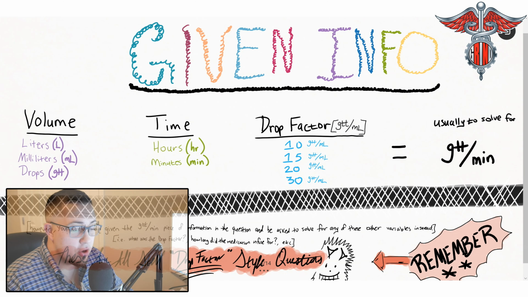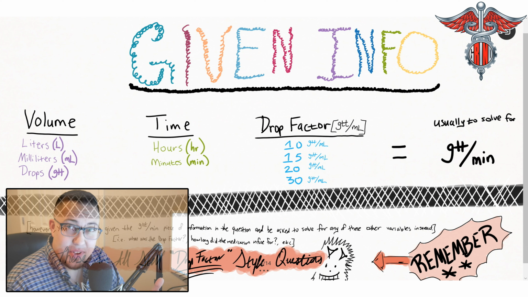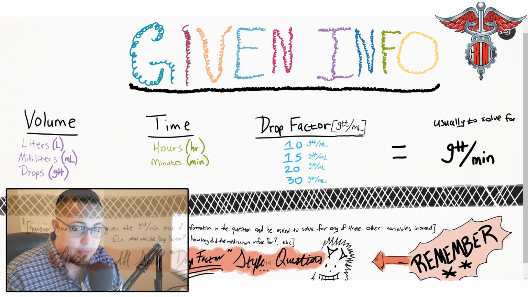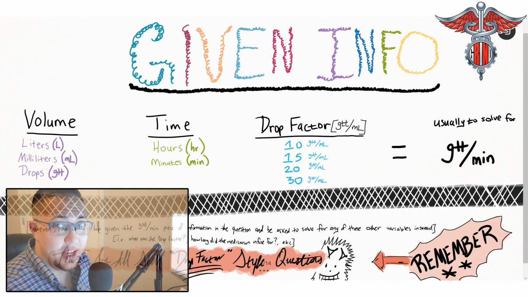So ladies and gentlemen, before we get into any kind of questions, I want to lay a little bit of groundwork, a little bit of foundation, give you some information that is going to help you whenever you're approaching these drop factor style of questions. So you're usually going to be given a set of information, right? And it is going to consist of a volume, a time, and a drop factor, and it's usually going to have you solve in drops per minute.